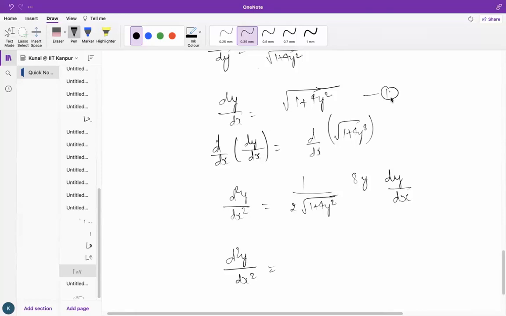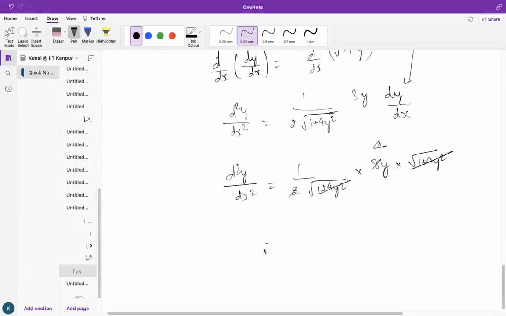This is, let's say, equation 2. So we can substitute the value here. So there will be 1 by root under 1 plus 4y square into 8y into the dy by dx value, which is nothing but root under 1 plus 4y square. So this gets cancelled to 4. So we actually get d square y by dx square is nothing but 4 into y.